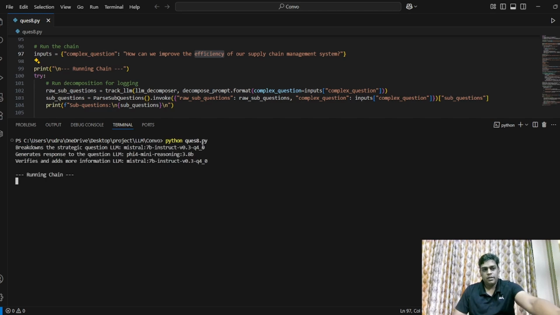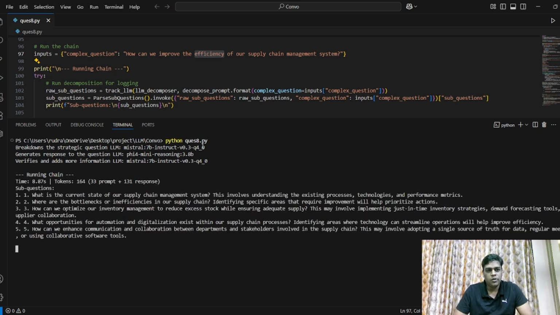Now you can see at the first part itself that the breakdown of the strategic question is by Mistral 7B. The quantitative specifications have also been mentioned. So now you can see in 7 seconds, it has broken down this entire question into 5 different pieces. It could do anywhere between 3 to 5. I can change the questions also here.